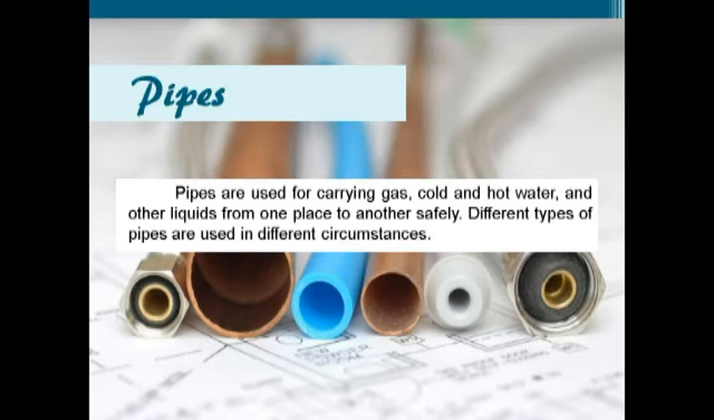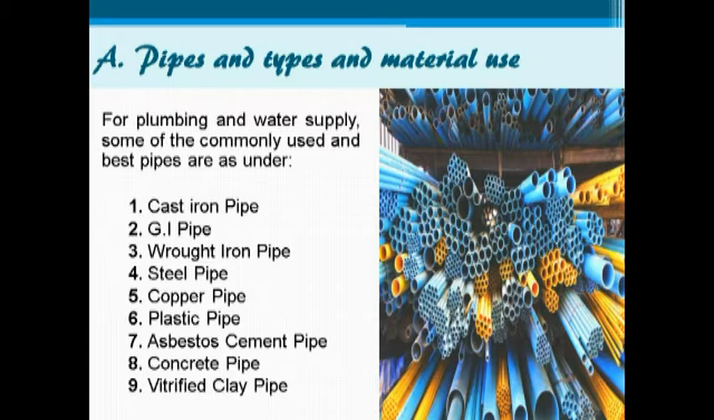Pipes are used for carrying gas, cold and hot water, and other liquids from one place to another safely. So different types of pipes are used in different circumstances. Now we will have the types of pipes and material use.